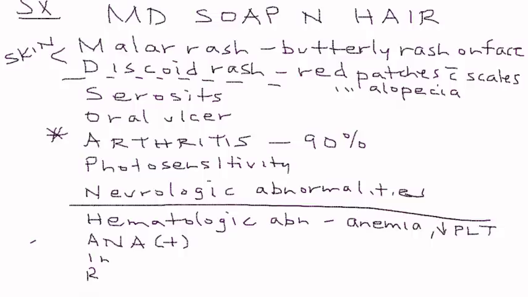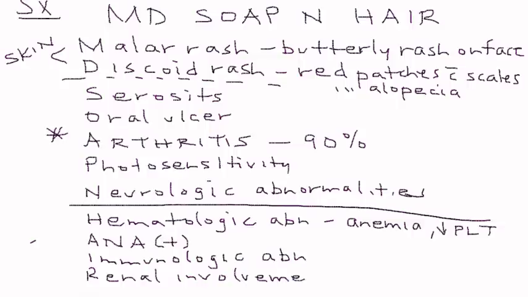The I is for immunologic abnormality. Of course, lupus is an autoimmune disorder. And finally, the R is for renal involvement. And in some cases of lupus, you can have nephritis. And some of the lab values will correlate with that.